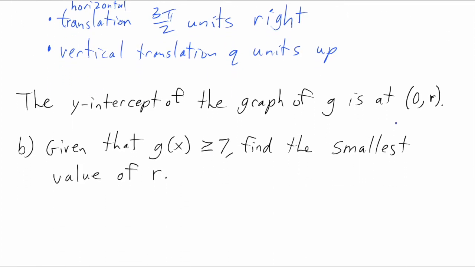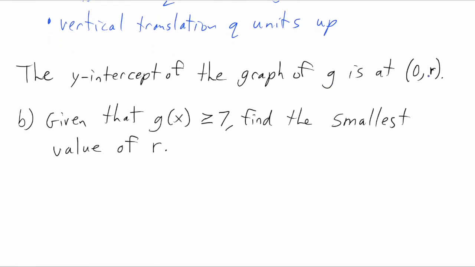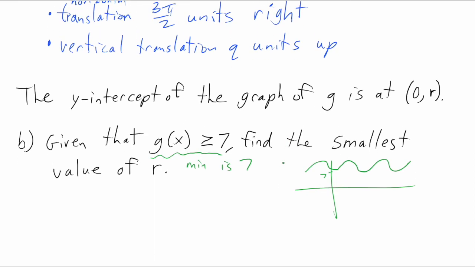Next, the y-intercept of the graph of g is at 0, r. Given that g of x is greater than or equal to 7, find the smallest value of r. So this is a very common type of question. This piece of information here means basically the entire function is above 7. So the minimum of the function is going to be 7. The whole graph will look something like, well, here's 7, and it'll be just touching 7 all the time, right? So this gives us an idea of what the vertical shift of the function is.